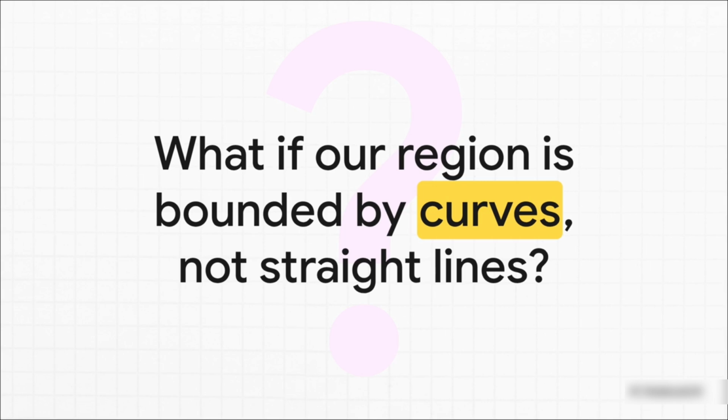So what happens when your area is defined by curves? Like, say, the little sliver of space trapped between a parabola and a line. How in the world do you handle that?